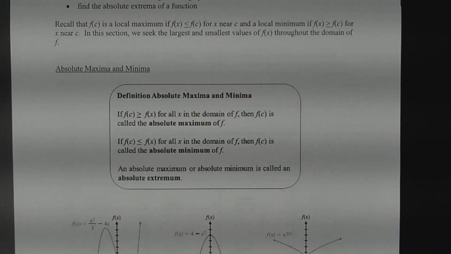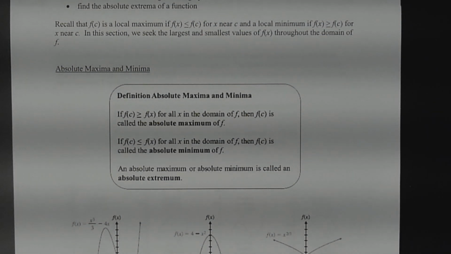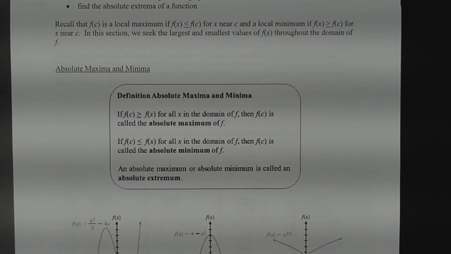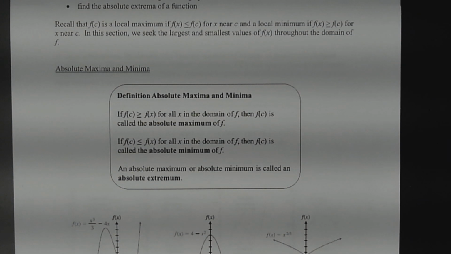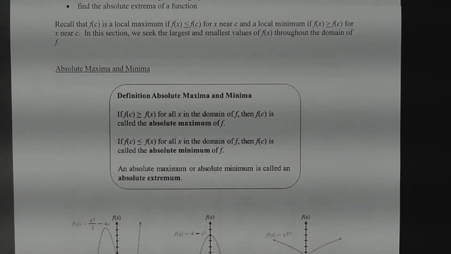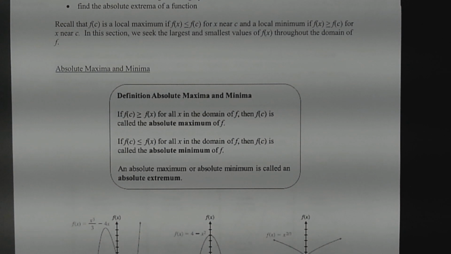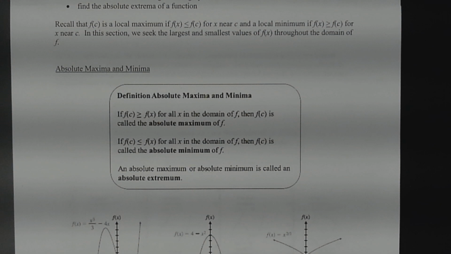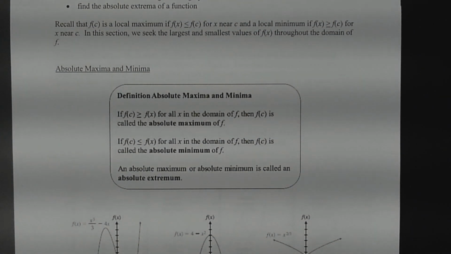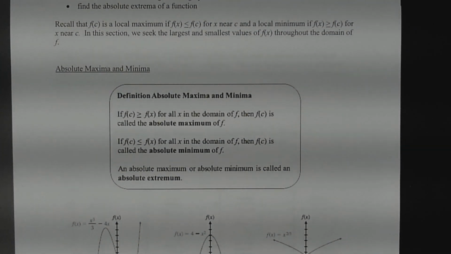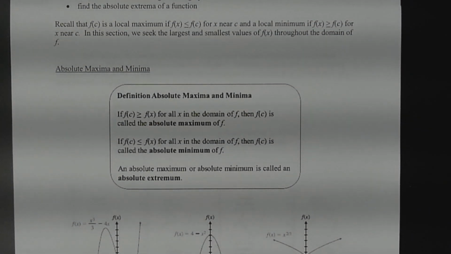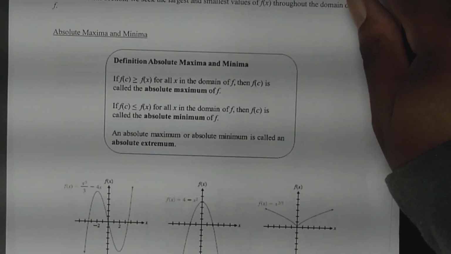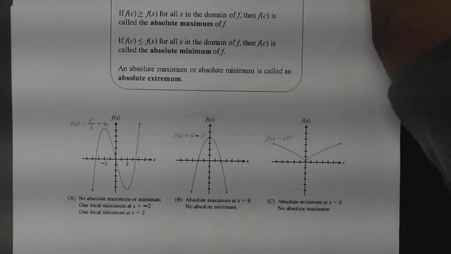If f of c is greater than or equal to f of x for all the x in the domain of f, then f of c is called the absolute maximum of f. And also, if f of c is less than or equal to f of x for all the x in the domain of f, then f of c is called the absolute minimum of the function f. Now, the absolute maximum or absolute minimum is called an absolute extremum, okay, as I mentioned before. All right, now let's take a look at these illustrations here that you see on page 1.